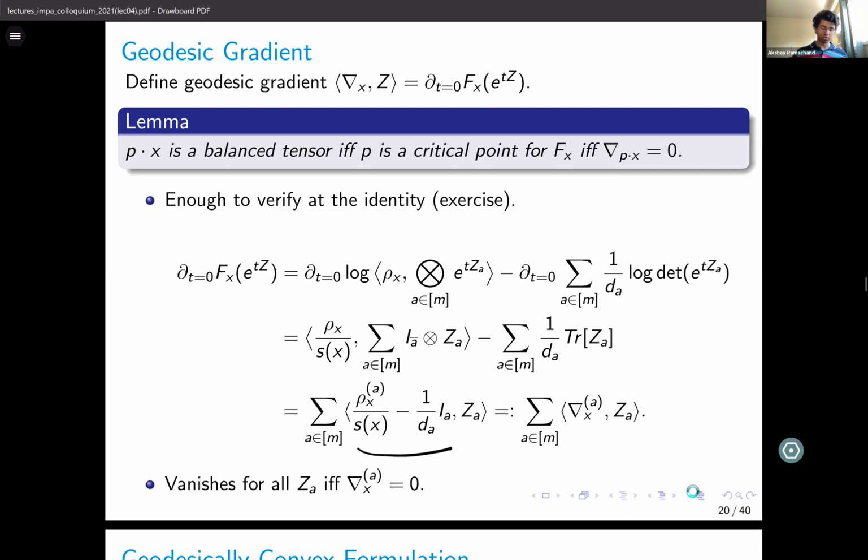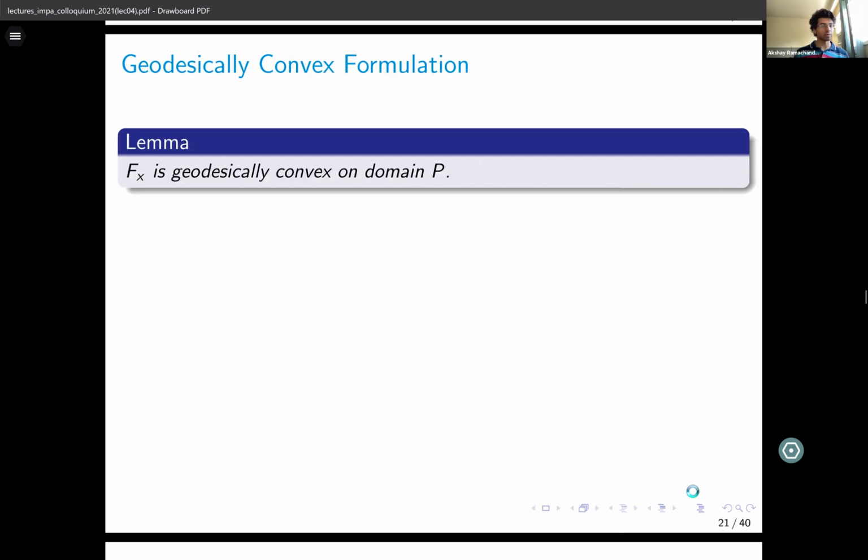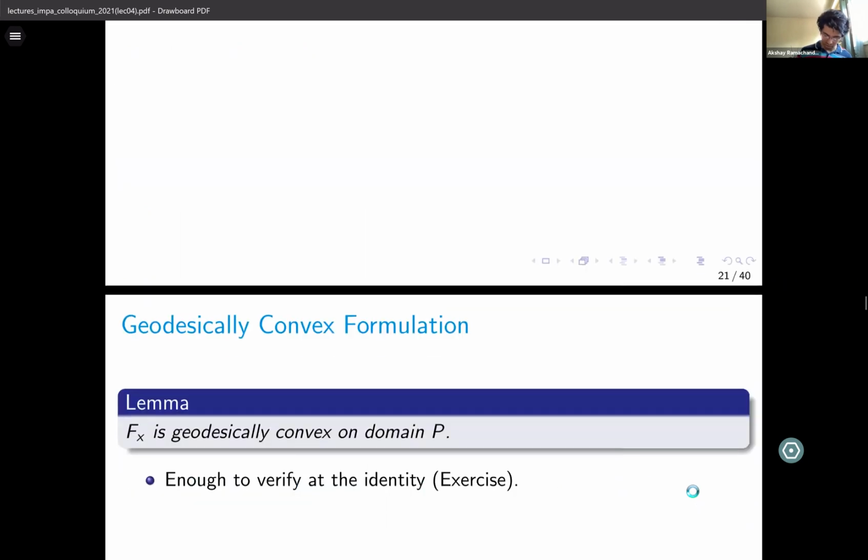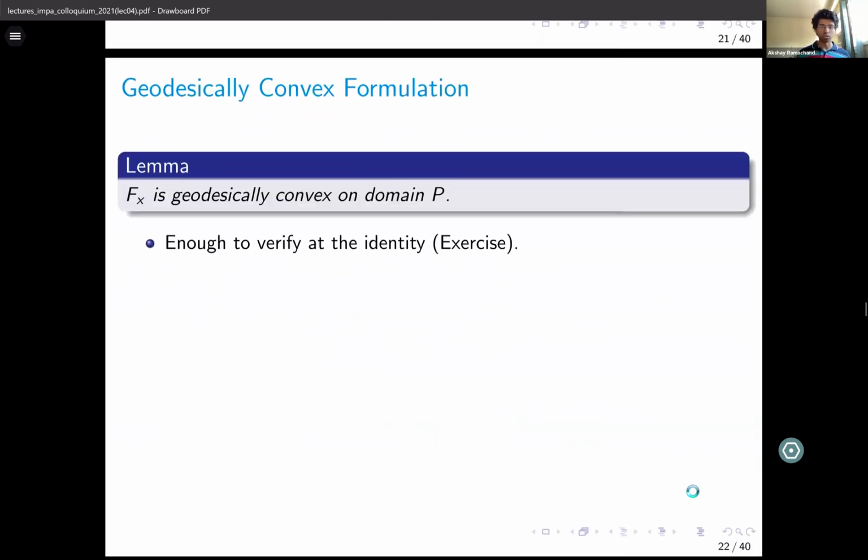Cool. So we've shown critical points are balanced scalings, and now we want to show that this function is convex in the right geometry. So convex in these exponential curves, right? And once again, we can reduce to the identity. So we'll just have to take a second derivative at the identity in every direction and show that that's non-negative.